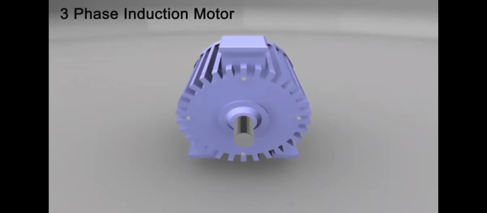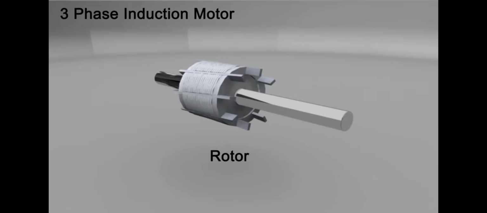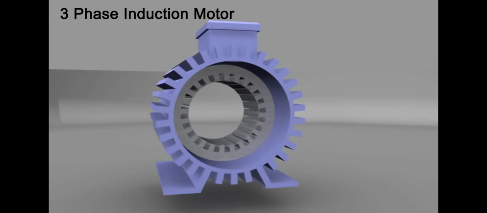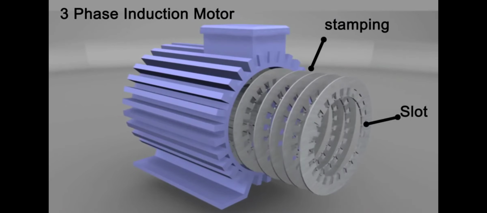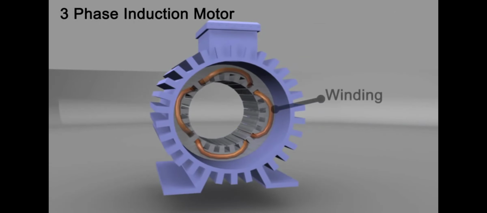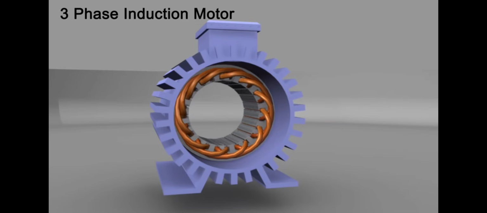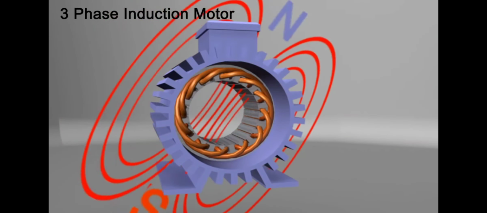There are mainly two parts in an induction motor: stator and rotor. Stator. It is made up of a number of stampings in which different slots are cut to receive the three-phase winding, which is connected to a three-phase AC supply. The three-phase windings are arranged in such a manner in the slots that they produce a rotating magnetic field after AC supply is given to them.